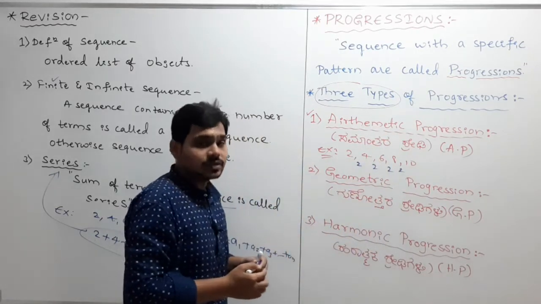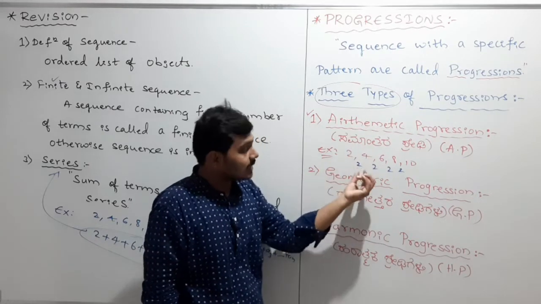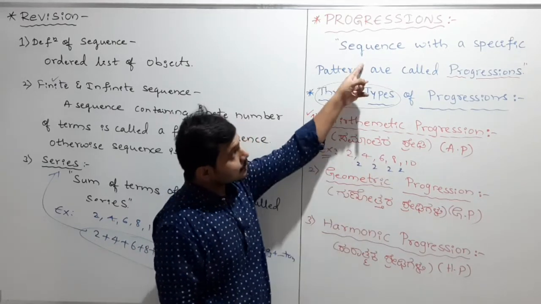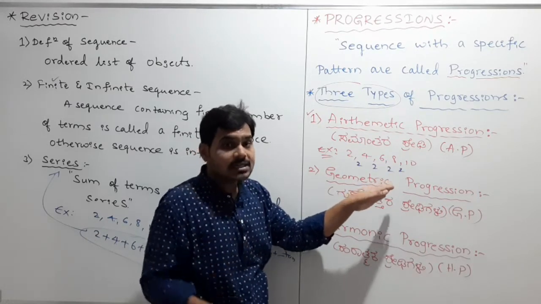Is it clear? So therefore this is a progression. Progression means what? It is a sequence with a specific pattern. What is the pattern? The specific pattern is what here.